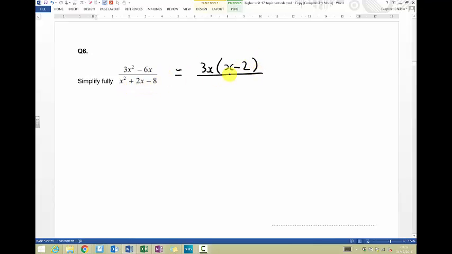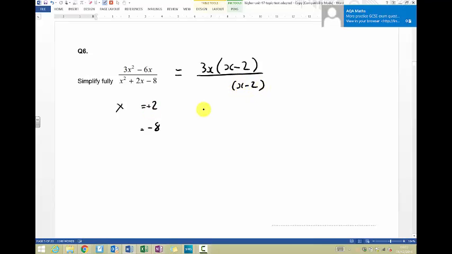We're going to factorize this one, and basically the clue is that this is going to be one of the factors. So we're looking for two numbers that multiply to make minus 8 and add to make positive 2. I can pretty much guess that's going to be one of the factors. So I'm going to put a minus 2 in here.